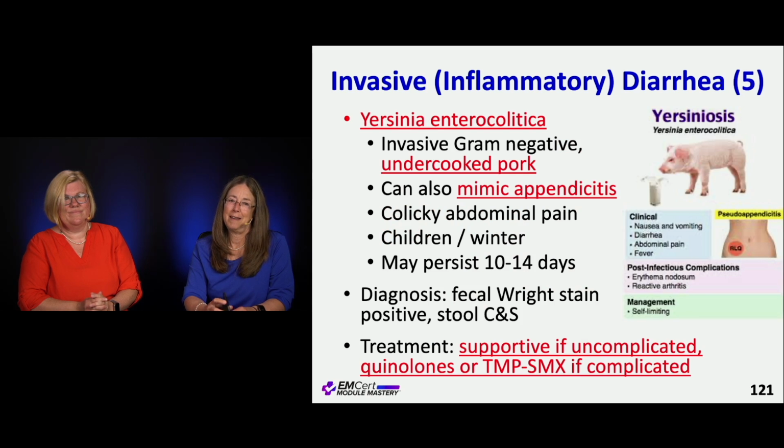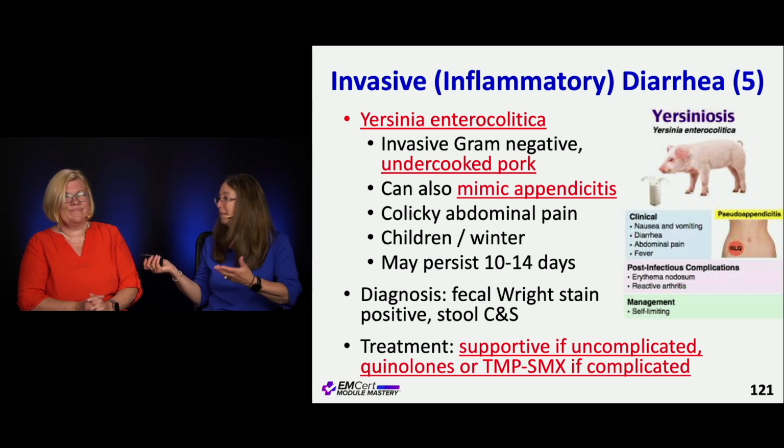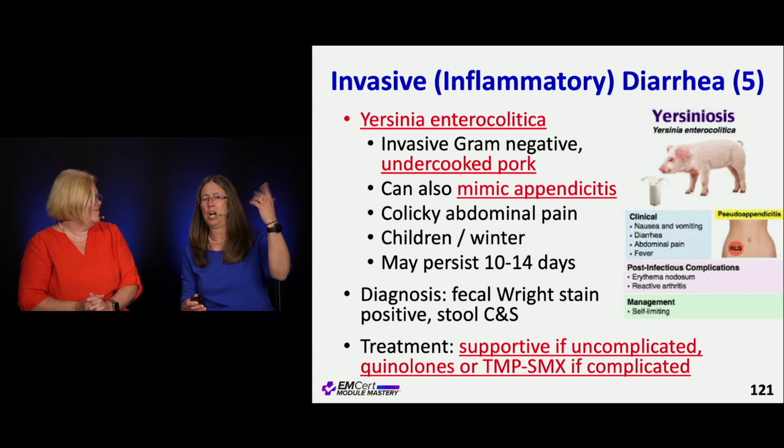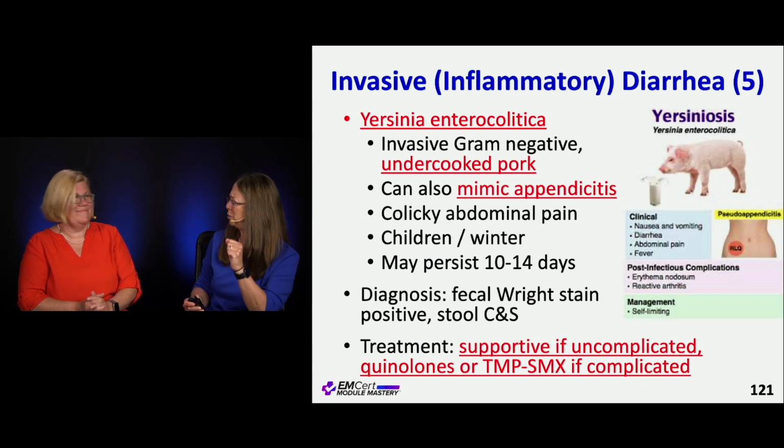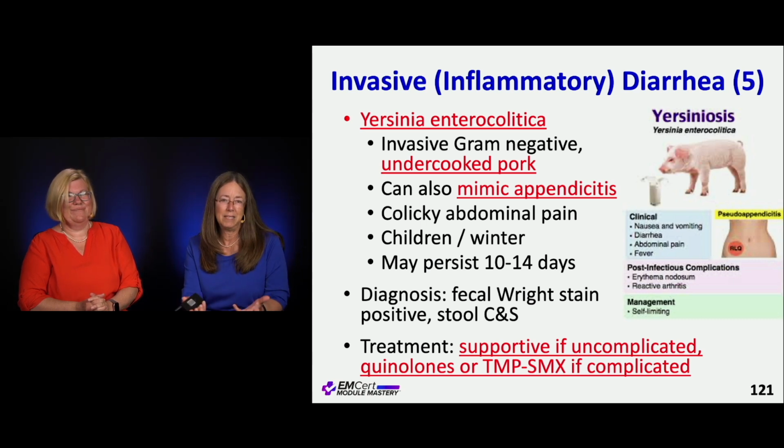Yersinia enterocolitica is testable because it looks like appendicitis. This is undercooked pork. This is where we tend to get Yersinia enterocolitica. It's an invasive gram-negative bacteria, and it causes colicky belly pain, and it can come in looking like appendicitis. They're tender there, all the things, right? I push down there, it's tender. Oh my gosh, that's what they told me when I did my EMCert Module Mastery, that's appendicitis. Well, no, it actually may be invasive diarrhea, Yersinia.